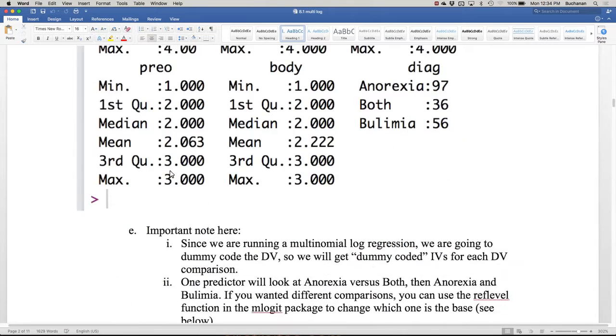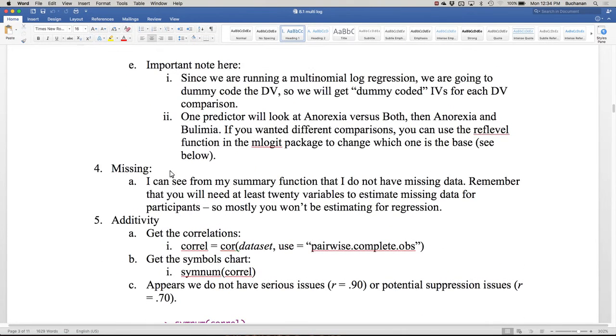All right, so my number of cases, we did all this. Quick note, since this is multinomial, it's actually going to dummy code the DV. We've talked about dummy coding the IV. Now you're actually going to dummy code the DV, which will look like it's dummy coding the IVs, which we'll get to in a minute. So essentially what happens is that we're going to get one equation that is anorexia versus both, and then one equation that's anorexia versus bulimia.